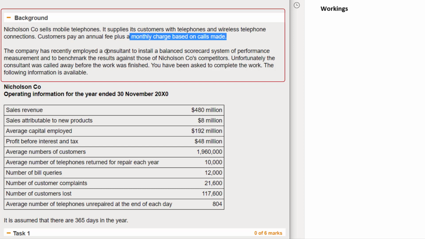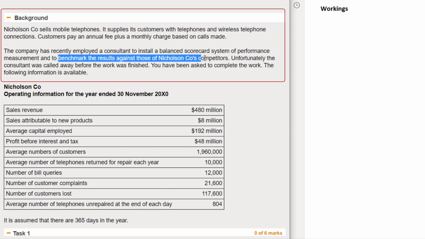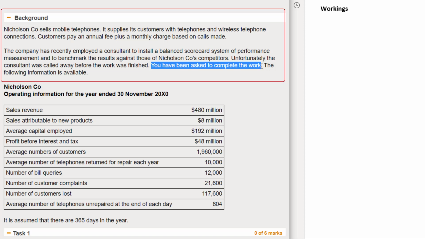It tells us that they recently employed a consultant to install the balanced scorecard system of performance measurement, and they're going to benchmark these results against some rivals. But this consultant doesn't sound very good. He was called away before the work was finished. He didn't finish the job. And so we are going to complete the work.